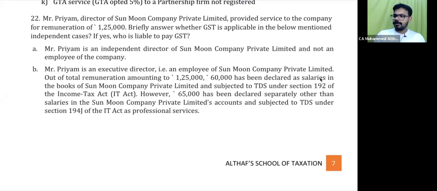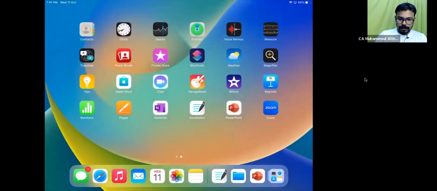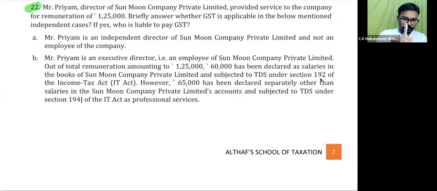Anyway, first of all, let's do this one. Question number 22. I'll also share the answer. Now, read this question, everyone. Mr. Priyam is a director of Sun Moon Company Private Limited, and provided services to the company for a remuneration of 1,25,000 rupees. Briefly answer whether GST is applicable in the below mentioned independent cases. If yes, who is liable to pay the GST? First, Mr. Priyam is an independent director of Sun Moon Company Private Limited and not an employee of the company. The second case is that he is an executive director.